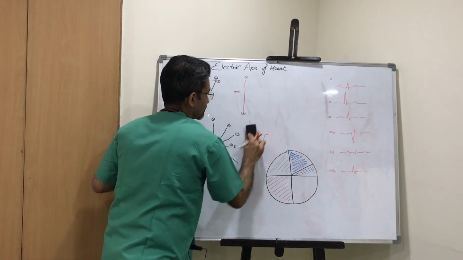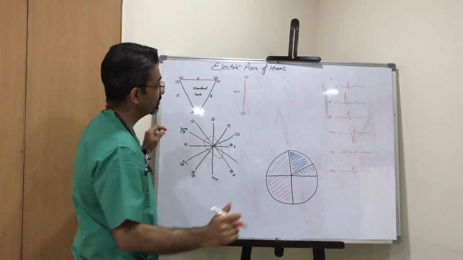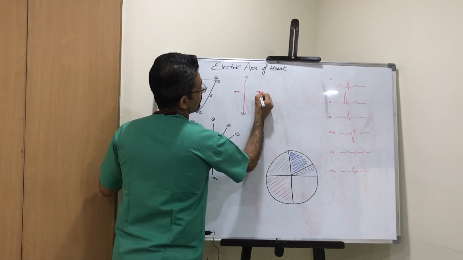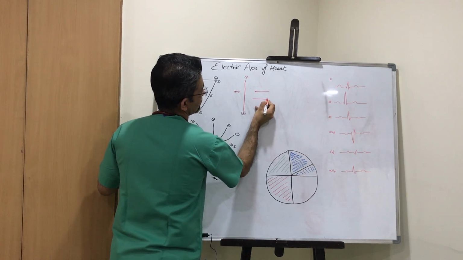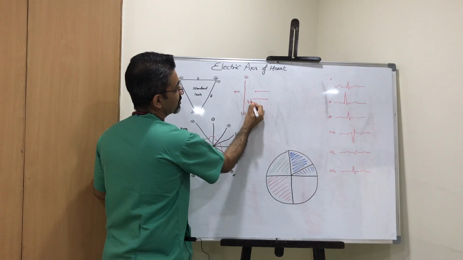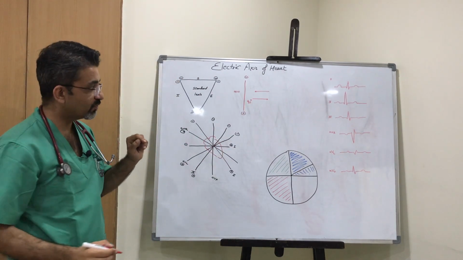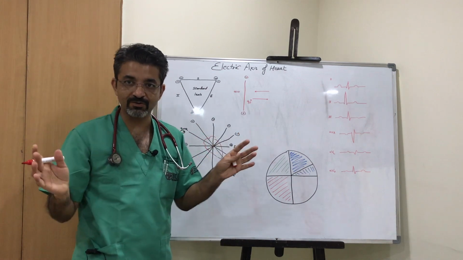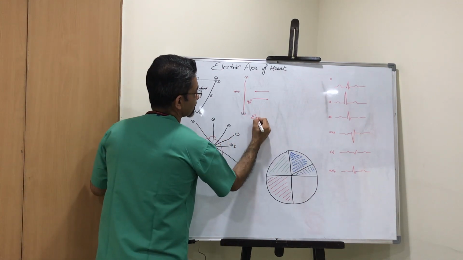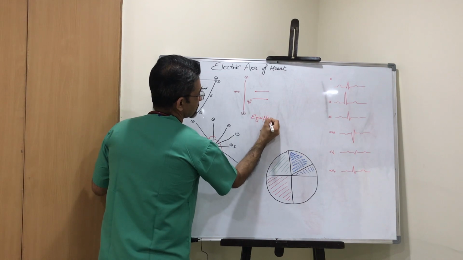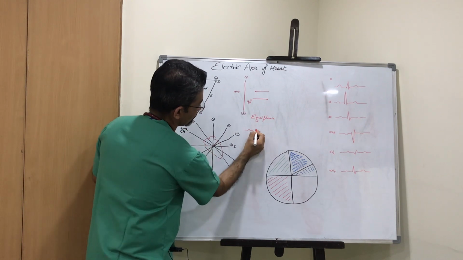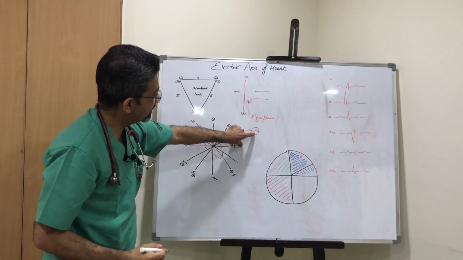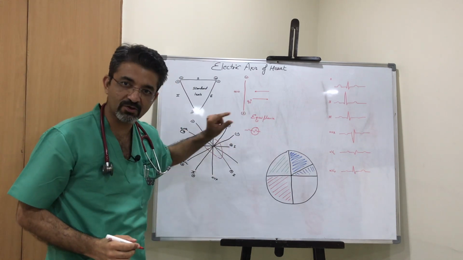Suppose the heart is rotated in a way that the electrical force is directed like this or this, which is at 90 degrees, perpendicular. Then either the deflection is 0 because they cancel out, or it is known as equiphasic deflection. That means if we track the PQRS, it will look like this, equiphasic. Negative and positive are equal. So we have a complex.